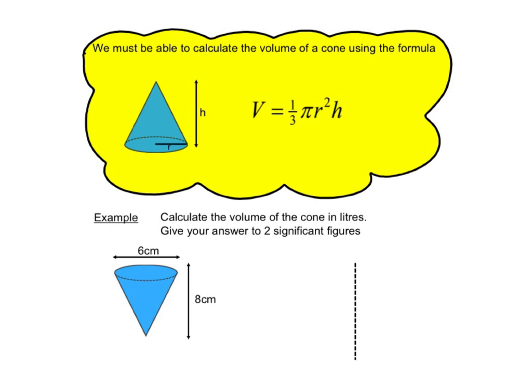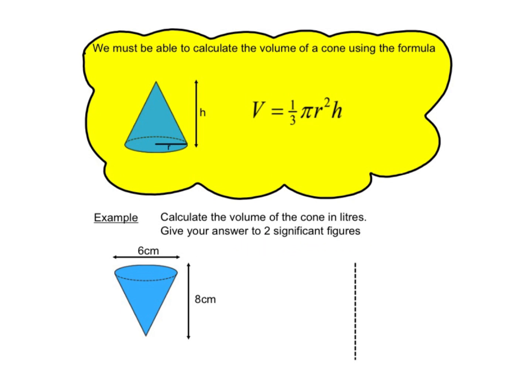In the first example here, we're asked to calculate the volume of the cone in litres. Give your answer to two significant figures. Now there's a couple of things going on in this question. First of all, it's asking us to work it out in litres, so we do need to know our conversions between cubic centimetres, millilitres, litres and things like that. Because this is in centimetres, the first thing we're going to calculate is the volume in cubic centimetres, and then we can convert those cubic centimetres into litres. The other thing is we need to round our answer to two significant figures.